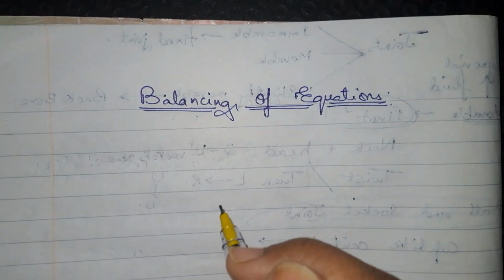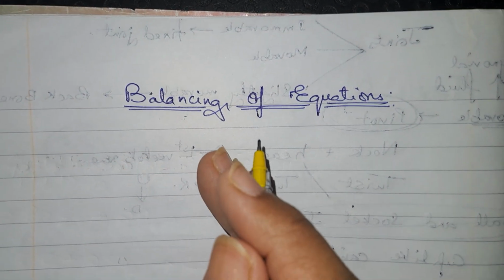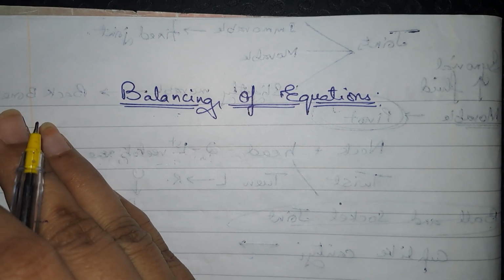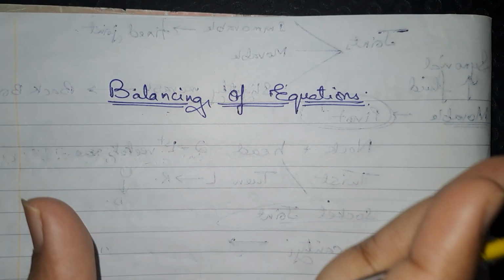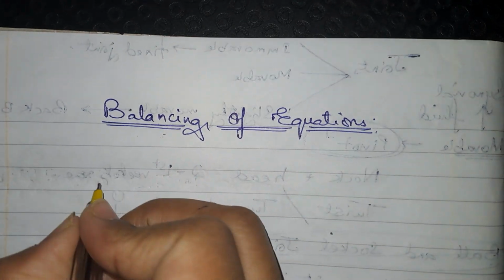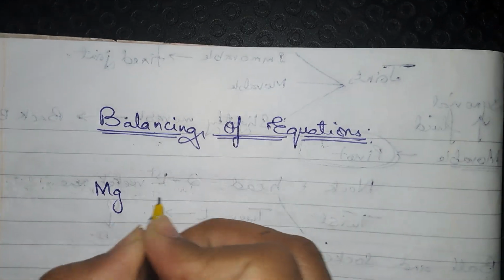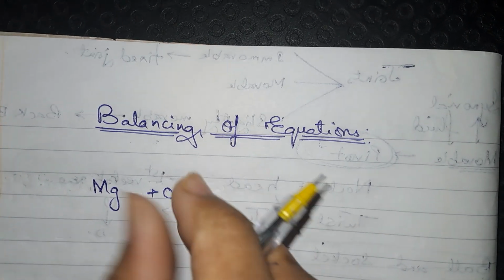Starting with the balancing of equation. Now balancing of equation requires that the left hand side of the equation and the right hand side of the equation should have equal number of atoms of the chemicals used. So if I consider I have Mg plus oxygen, this is the first chemical reaction.